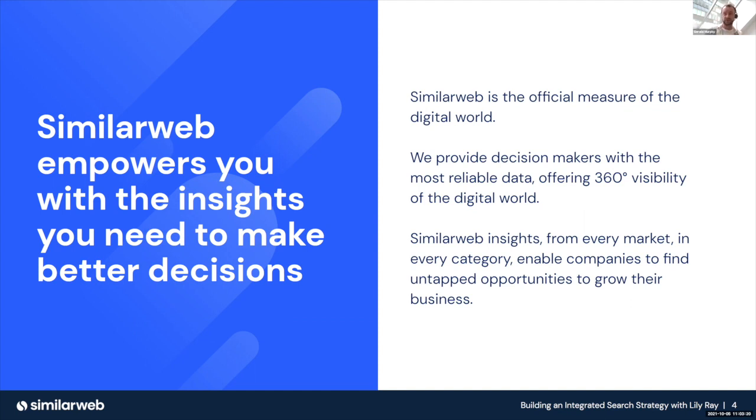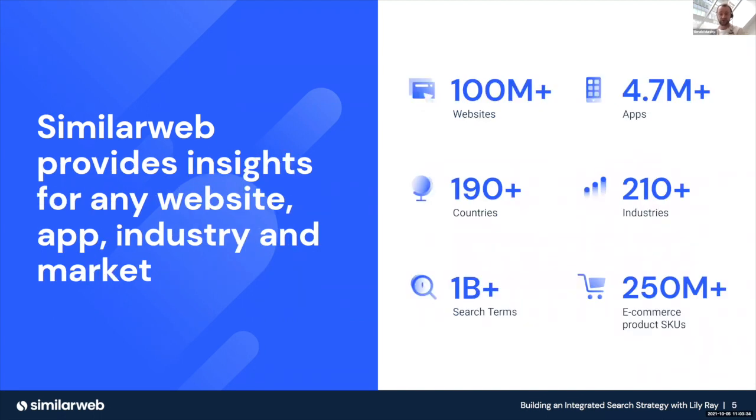For anyone that hasn't heard of Similarweb, Similarweb is the official measure of the digital world. We do that by analyzing 7 different digital marketing channels across all websites in multiple countries. We do this across 190 countries and we've got over 1 billion search terms. All of our data is driven by a lot of information, one of which is anonymous, cookieless user behavior data. We actually use web extensions to get that. And it really helps you to create really powerful content marketing strategies.